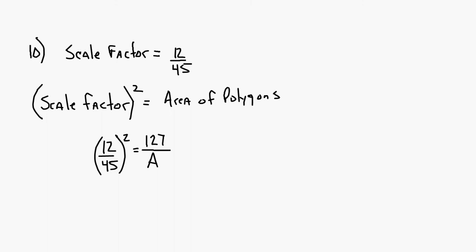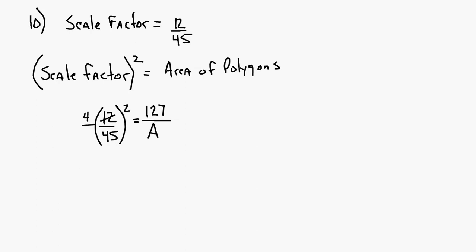All right, so your scale factor was small shape over big shape. So your area ratios have to be small area over large area. So square the scale factor and crisscross multiply. This problem's a lot easier if you simplify this scale factor first. 3 goes into 12 and 45. So you can simplify this scale factor and make it 4 over 15. So you square the 4 over 15. 4 squared is 16. 15 squared is 225. You set that equal to 127 over area of the larger.